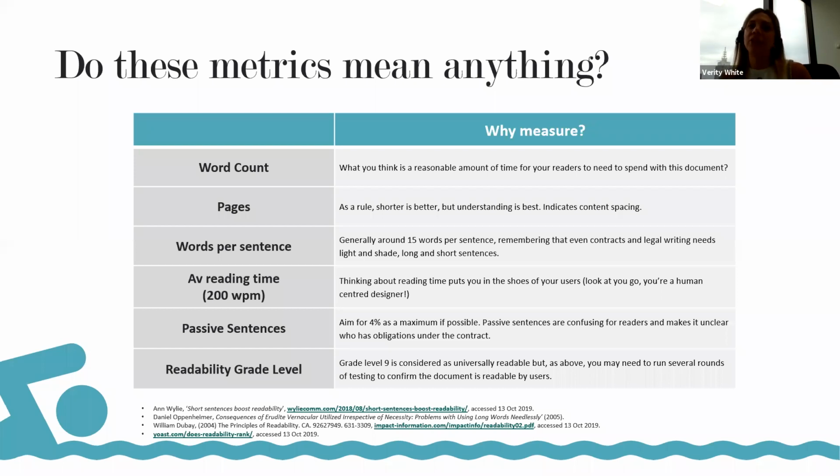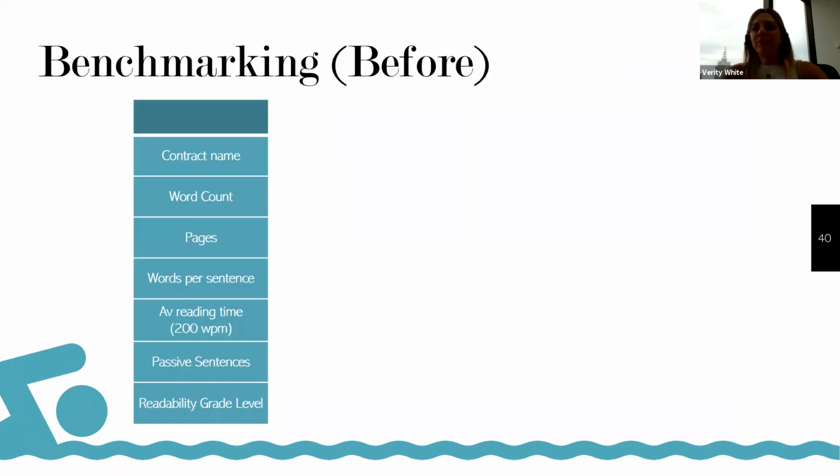And again, readability, as I mentioned, is not the be-all and end-all. You still need to do some other testing, but it's a good way to get started on seeing how readable your contract is, and grade level 9 is the one you should generally be aiming for as universally readable. So we've got our metrics, which is great, but what do we actually do with them now?